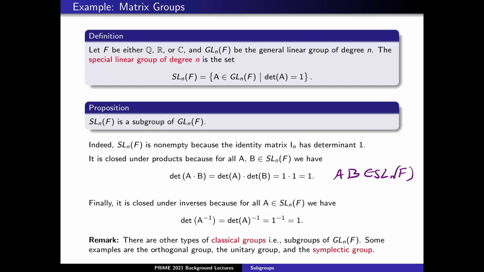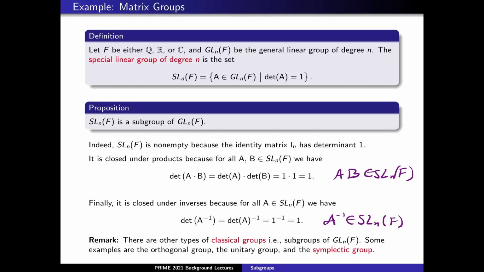Let us check now that it is closed under inverses. So we take our matrix A in the special linear group, and we take the determinant of A inverse. But the determinant of A inverse is the same as determinant of A to the negative 1, so the reciprocal of the determinant of A, but that's 1 to the negative 1, which is just 1. So that tells us that A inverse is in the special linear group of degree n. And so we have shown that it is closed under inverses. And consequently, by the subgroup criterion, SO_n(F) is in fact a subgroup of GL_n(F). So we have proven that SO_n is always a subgroup of GL_n.